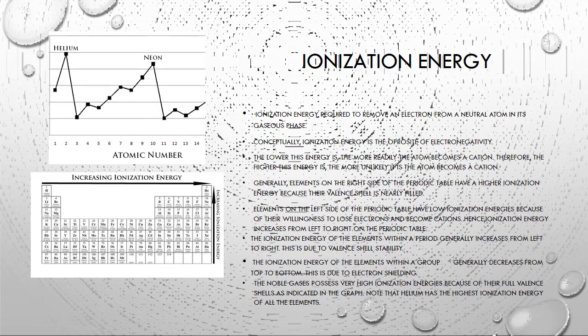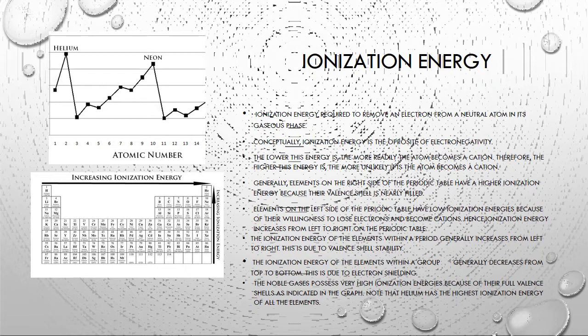Generally, elements on the right side of the periodic table have a higher ionization energy because their valence shell is nearly filled. Elements on the left side of the periodic table have low ionization energy because of their willingness to lose electrons and become cations. Hence, ionization energy increases from left to right in the periodic table.